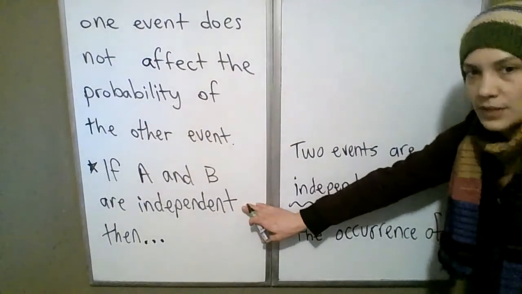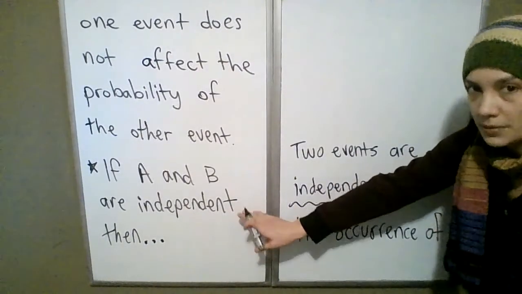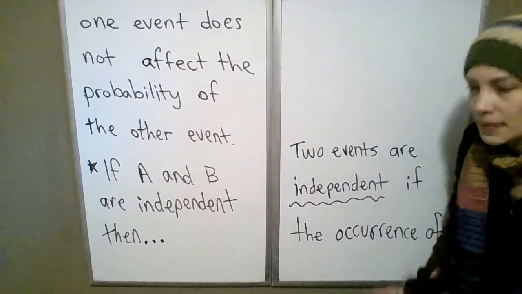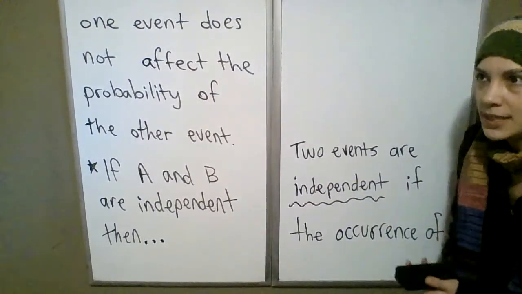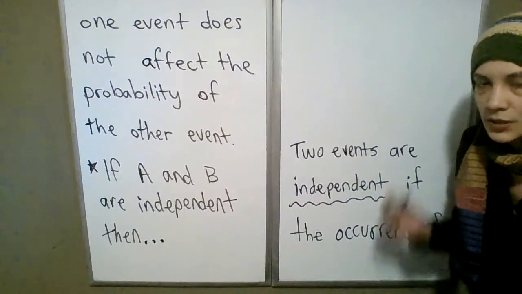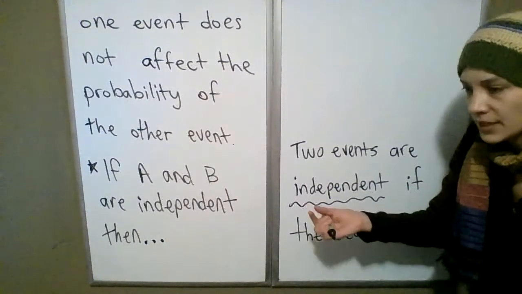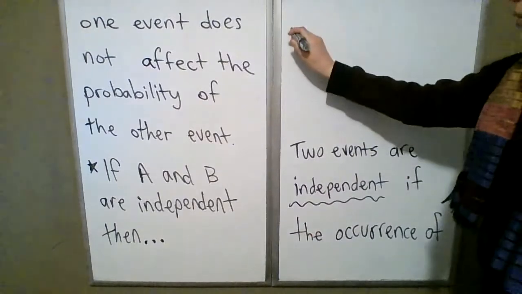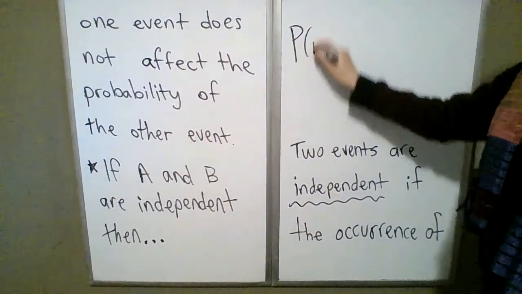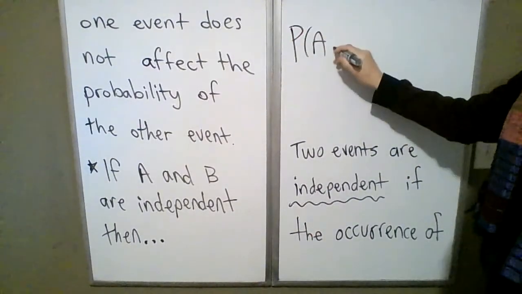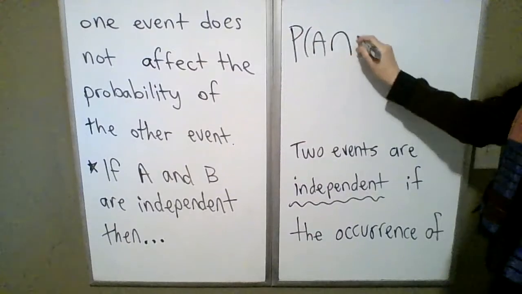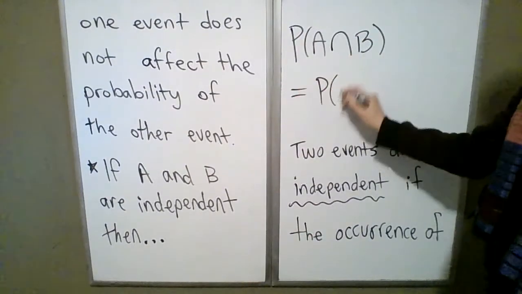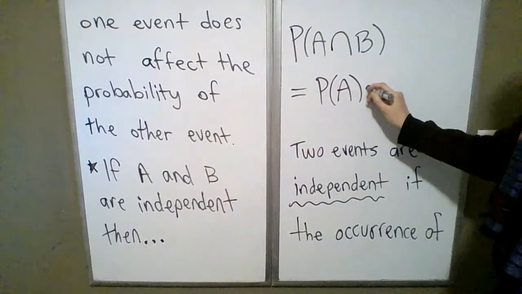Okay, so once you've checked that the probability of one event doesn't affect the probability of the other event, they're independent, and you want to know the probability of both events happening, you can use the probability of the first event and multiply it with the probability of the second event. So we could use probability of A and B, or A intersect B, is the probability of A times probability of B.